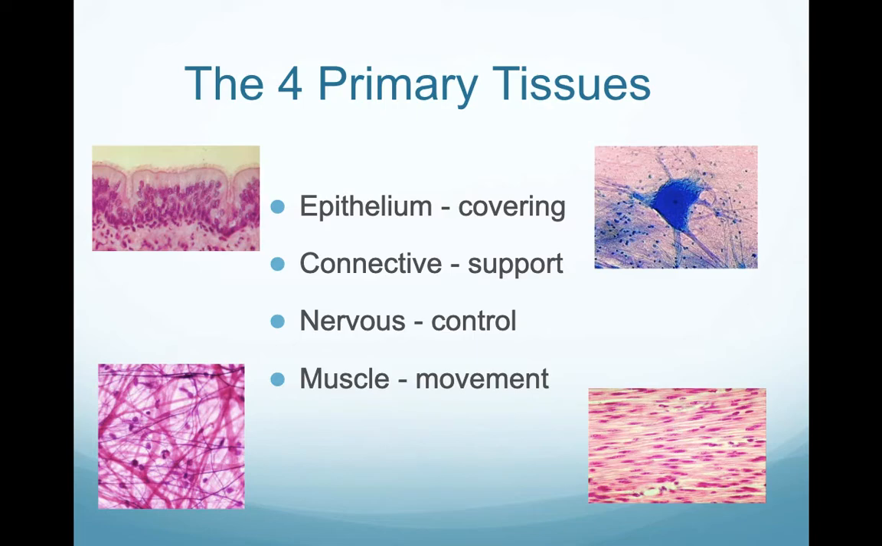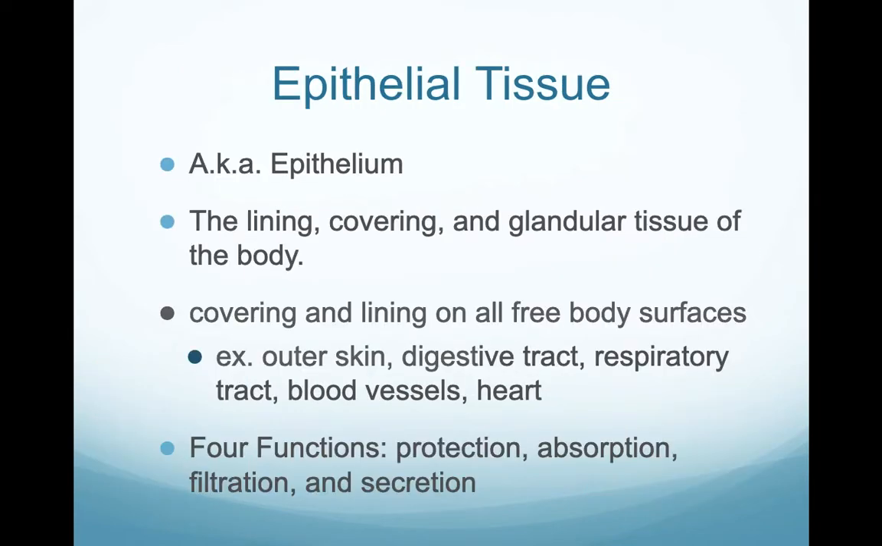And these four types are your primary categories, and then within each category are more specific ones that we are going to look at. So today we will primarily focus on epithelial tissue. This is your epithelium. This serves as a lining, covering, and glandular tissue of the body. Anywhere you have a free body surface is where you have epithelial tissue.